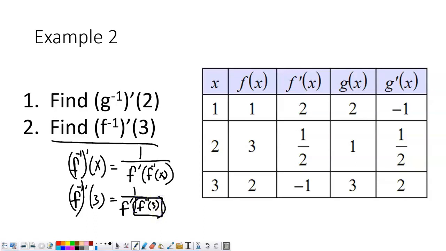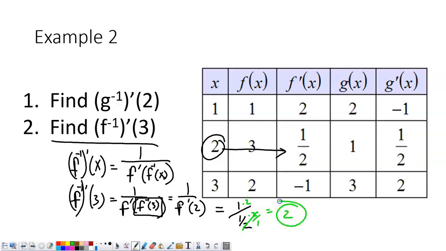F inverse of 3. What is f inverse of 3? Hopefully you know that it is 2. What is f prime of 2? F prime of 2 is a half. So I've got 1 over a half. And now for this one, we need to simplify it, which we've talked about before. You multiply by the reciprocal there, so the 2's cancel. But whatever you do to the bottom, you do to the top. And so we end up with 2 as our final answer.